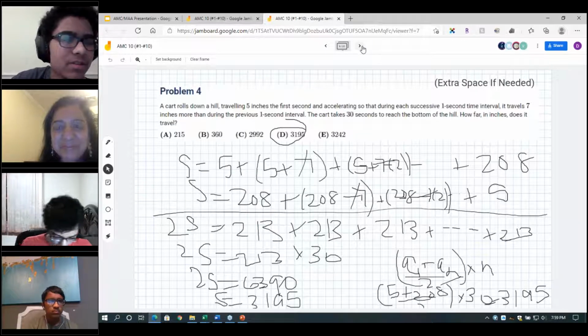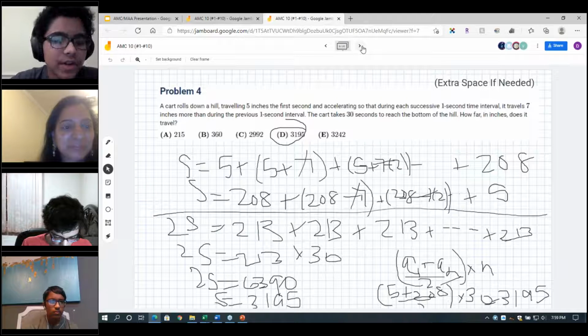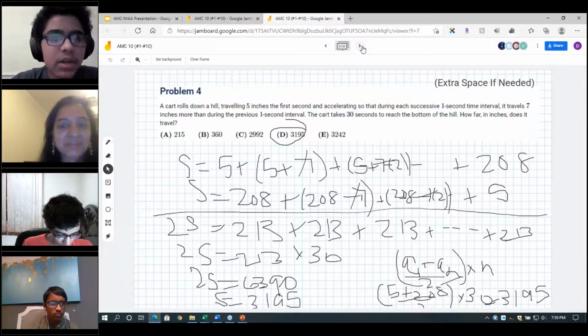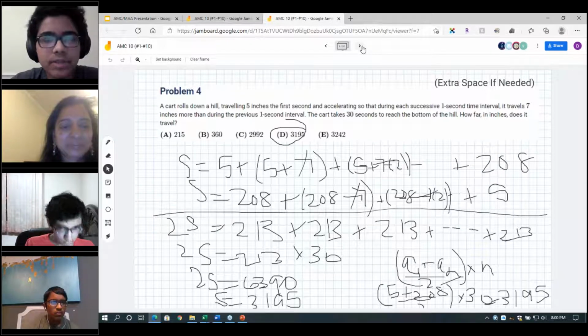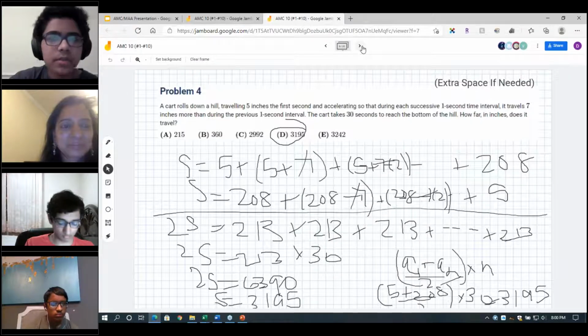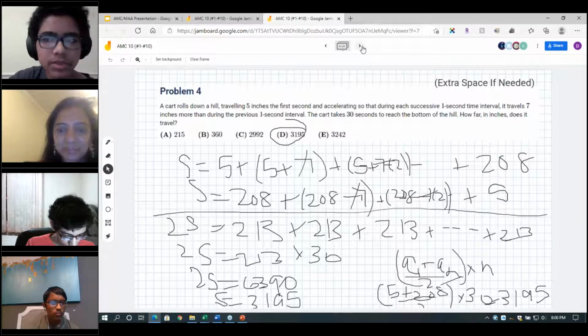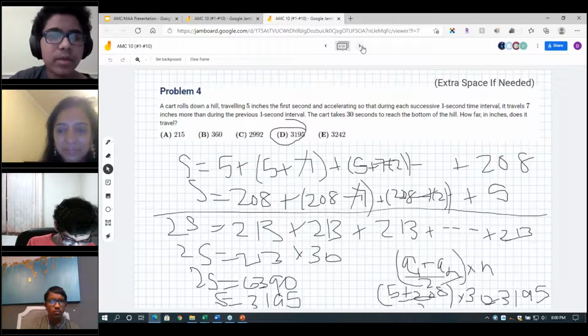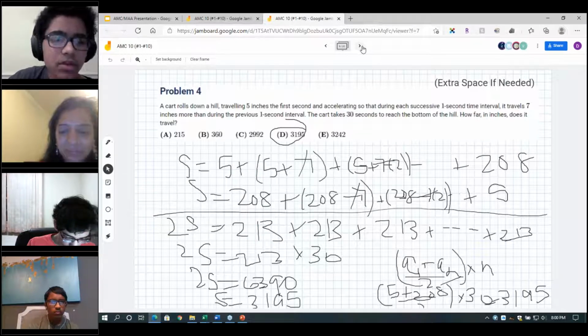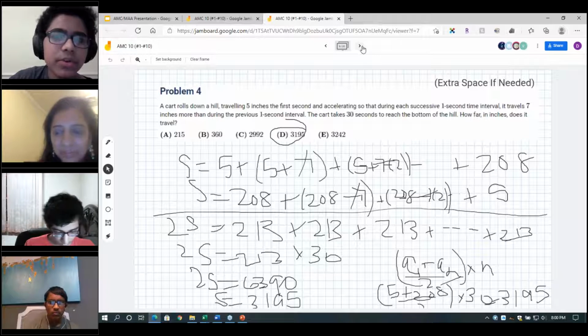So on the first time interval it goes 5 inches. On the second time interval it goes 5 plus 7 because it goes 7 inches further. On the third time interval it goes 7 inches further than that, which is 5 plus 7 plus 7, or 5 plus 7 into 2. This goes all the way until 5 plus 7 into 29, because there are 30 one-second time intervals. The total distance traveled is the sum of the distances traveled in each time interval. So that would be 5 plus 5 plus 7 plus 5 plus 7 into 2, all the way till 5 plus 7 into 29. This last term is 208.